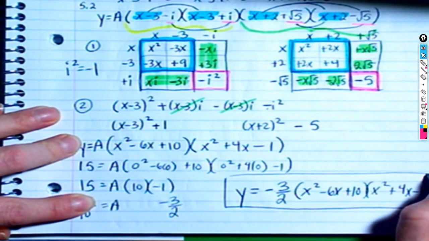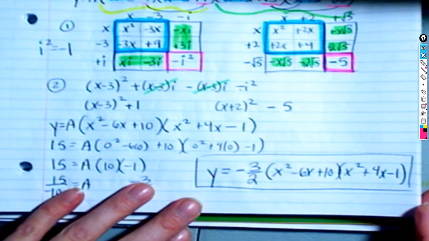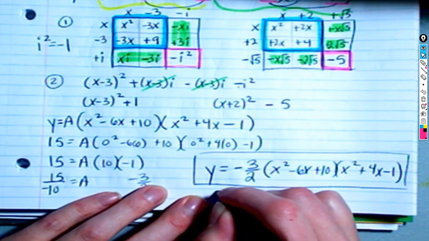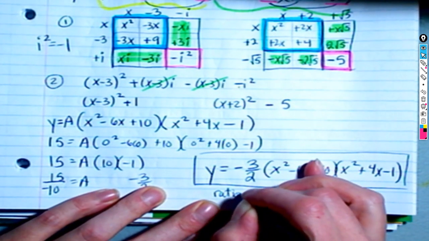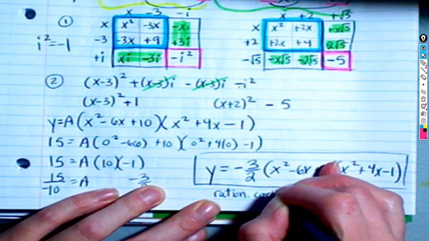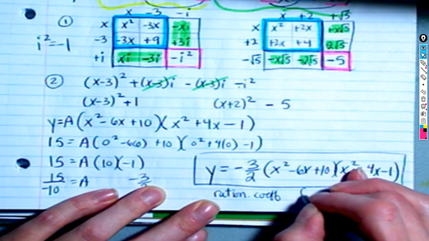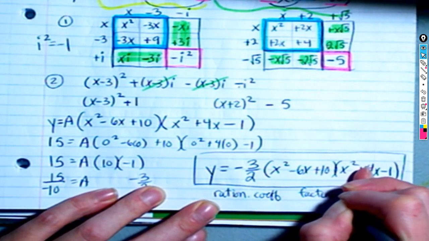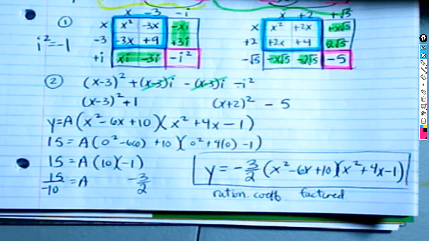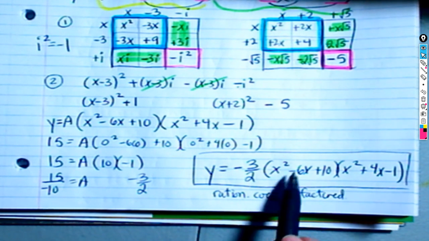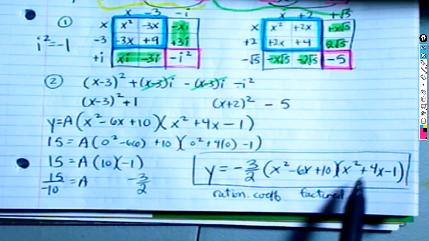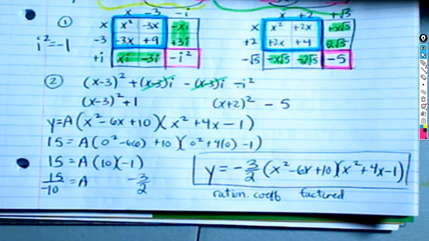This is it. So let's check it. Let's describe. What do we have? We have rational coefficients, factored. Yes, that's as much factoring as you can do because both of these polynomials are prime.